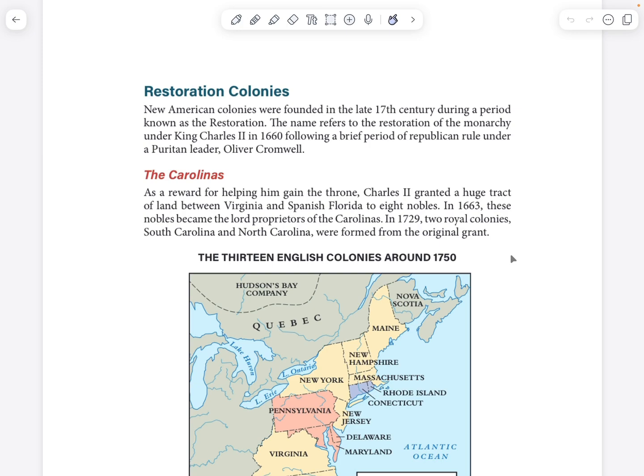Restoration colonies. New American colonies were founded in the late 17th century during a period known as the Restoration. The name refers to the restoration of the monarchy under King Charles II in 1660, following a brief period of Republican rule under a Puritan leader, Oliver Cromwell.